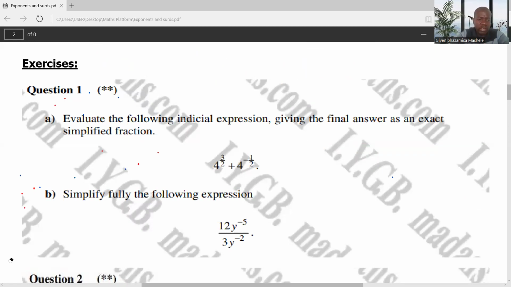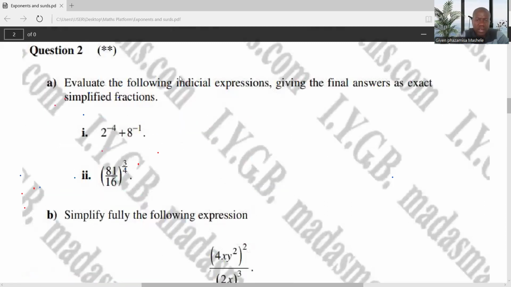All right, let's move on to the next question. The next question: evaluate the following expressions, giving the final answer in a simplified form. I believe now you're following. I'll try to be fast because you understand now. So this will be the same as 2 to the exponent minus 4 plus 2 to the exponent minus 3. We can do this in two ways.